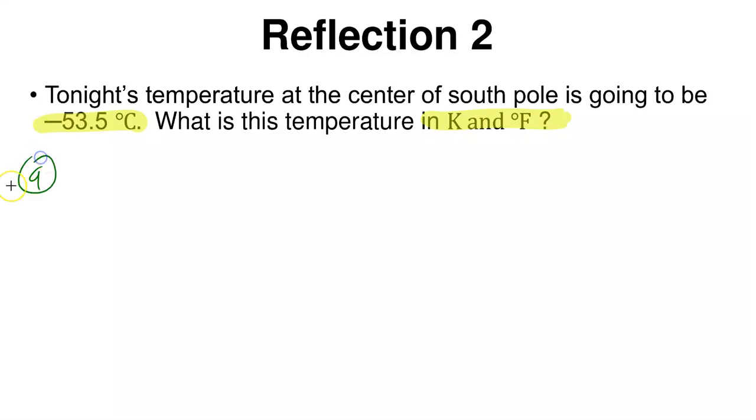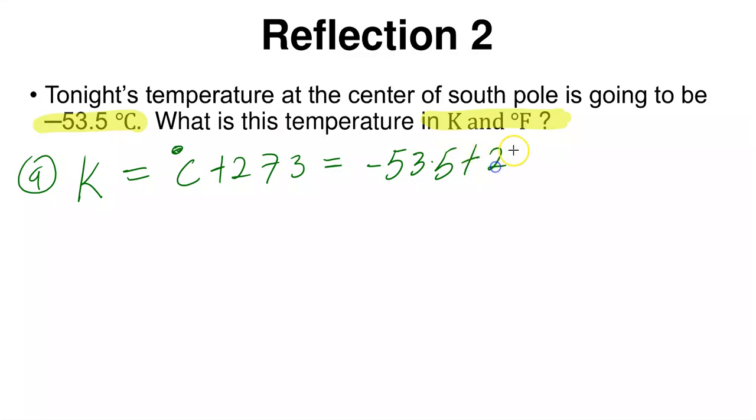Again, there are 2 questions here. We have it in Celsius. We want to give it first in Kelvin. If you want to convert it to Kelvin, what formula do you use? You have it in Celsius and you want to convert it to Kelvin. What you simply need to do is the Celsius or centigrade scale plus 273. So we add our temperature, which is negative 53.5 plus 273, and when you do that, you're going to get 219.5 Kelvin.